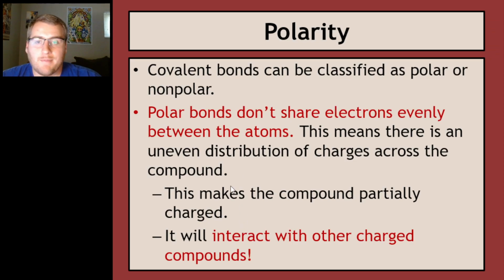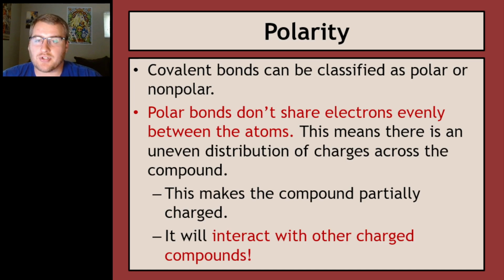All right, our next topic we have to talk about is polarity. Now, this one gets pretty complicated. You've talked about polarity before, but we really have to think about it in a chemistry context. Covalent bonds can be classified as polar or nonpolar. Now, polar bonds don't share electrons evenly between the atoms, meaning one atom is being a bully and stealing more of the electron density to itself. This means that it's an uneven distribution of charge across that compound, meaning the compound will be partially charged itself.